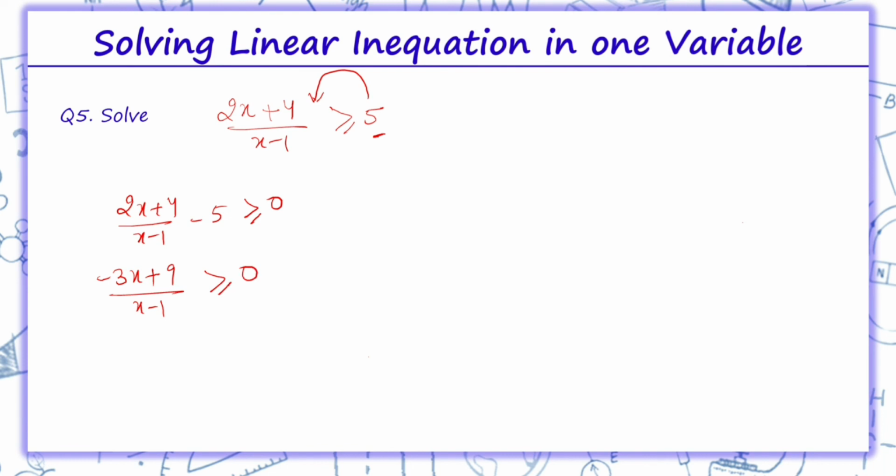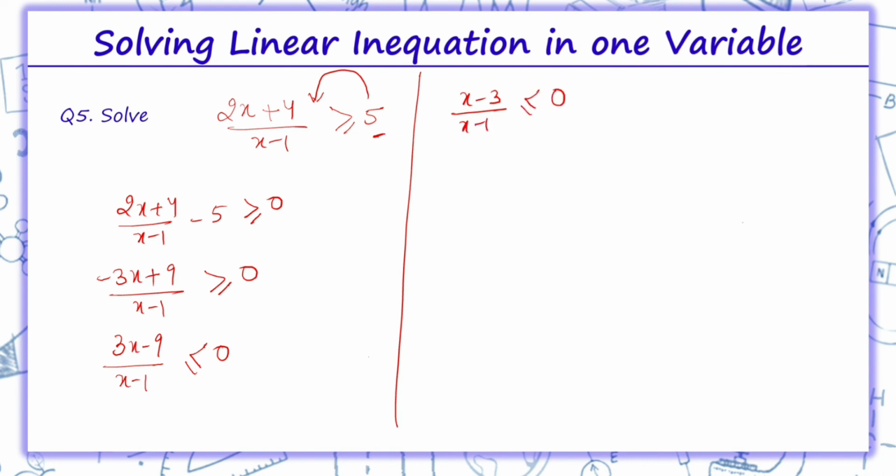As we discussed in the rules, when the coefficient of x is negative, we have to convert it into positive. So we will write (3x minus 9) upon (x minus 1) smaller than or equal to 0. As we got this statement, now we can take 3 common from the numerator part. So we will get (x minus 3) upon (x minus 1), which is smaller than or equal to 0. Over here again, what we will do is equate x minus 3 and x minus 1 to 0. So we will get 3 and 1 as critical points.